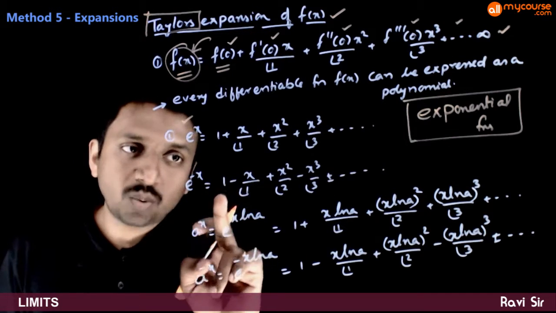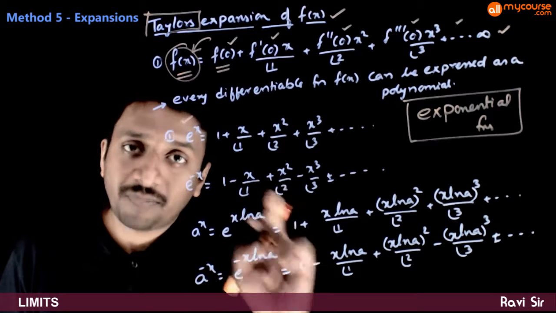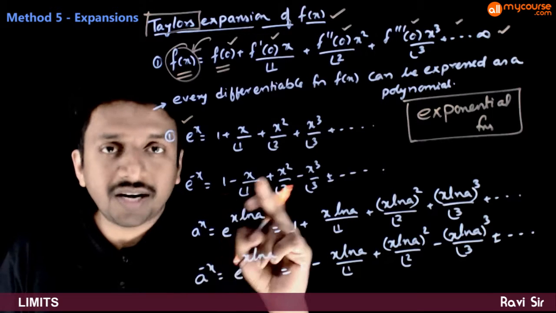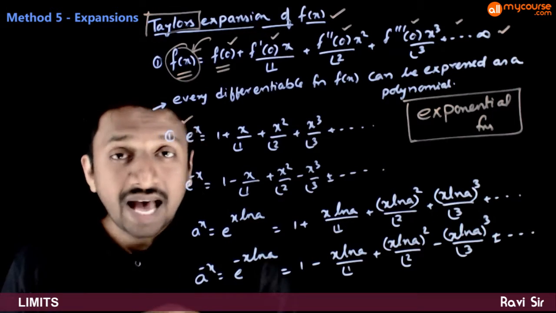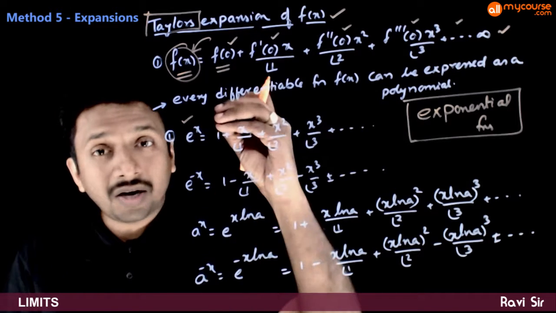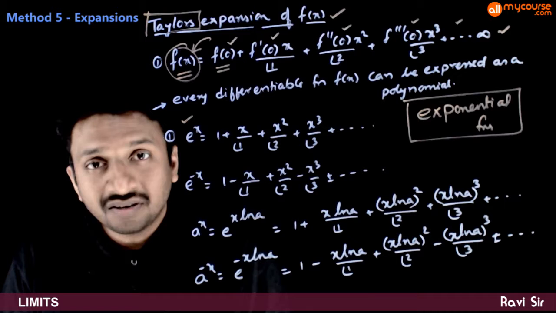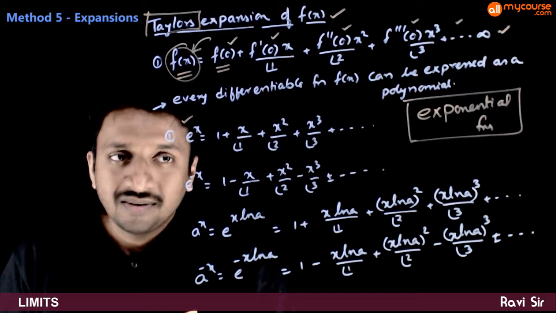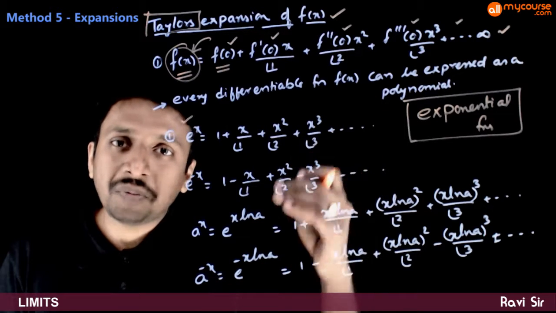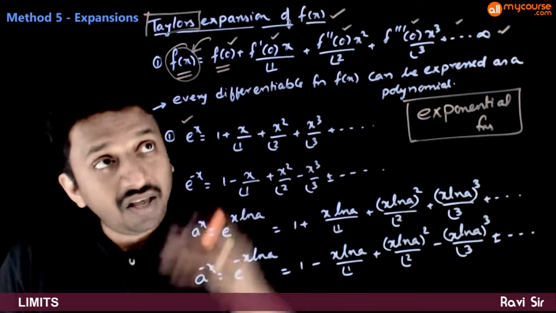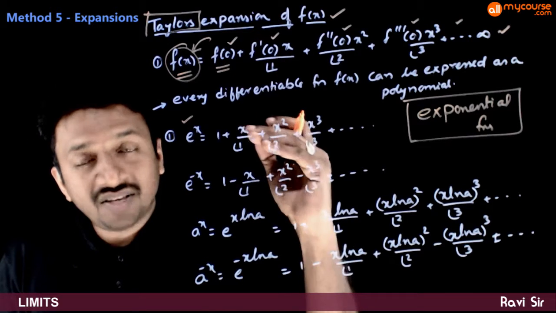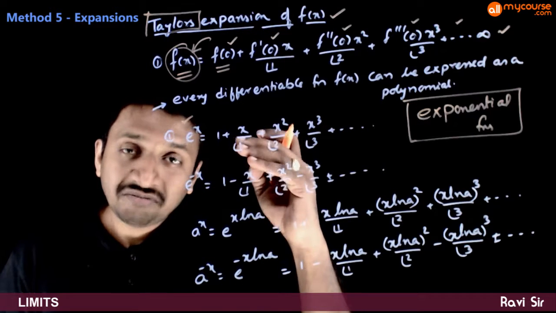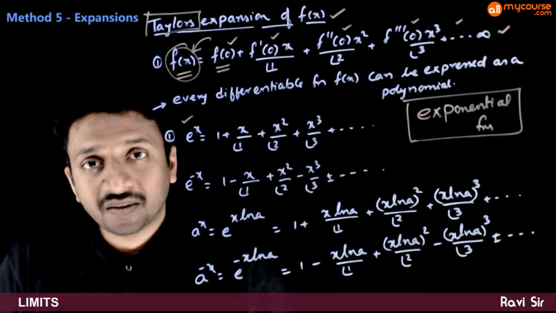e power minus x is 1 minus x by 1 factorial plus x square by 2 factorial minus x cube by 3 factorial, and so on. So, you get alternate plus minus signs. If you have not yet studied differentiation, you can try to derive these formulas after you understand differentiation. If you don't know the differentiation right now, you need to remember these formulas. Even if you know the differentiation, you derive this, and again you have to remember these formulas. You are expected to have this in your mind. You have to remember this.